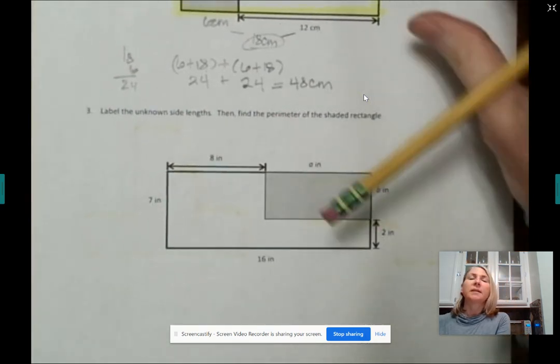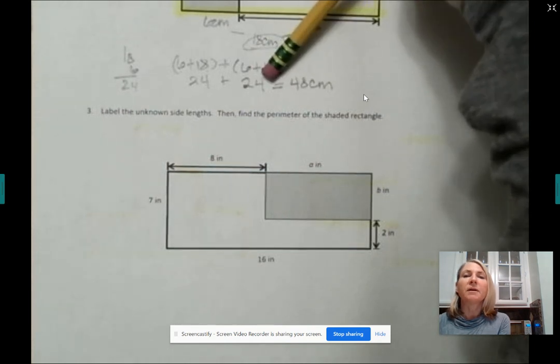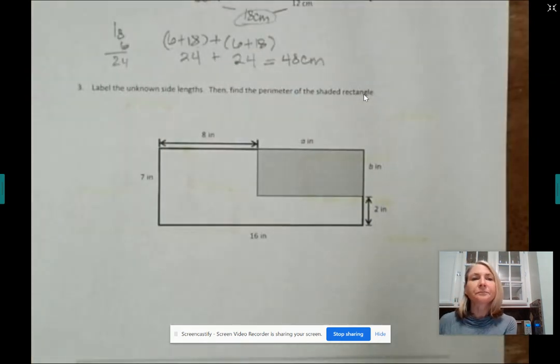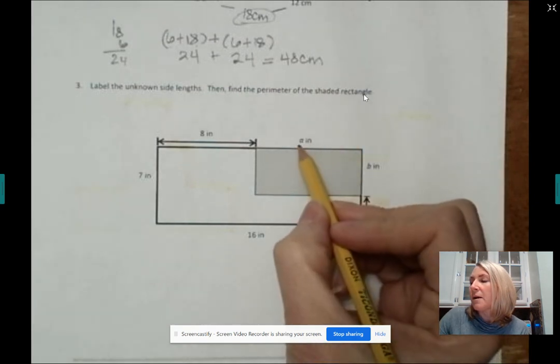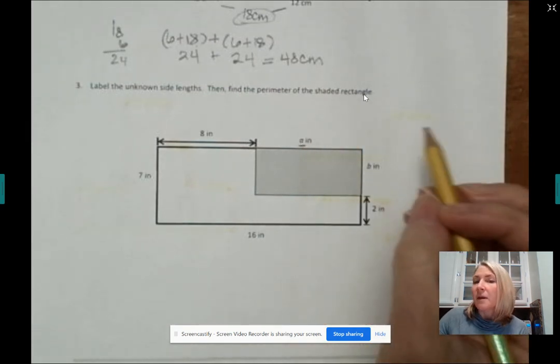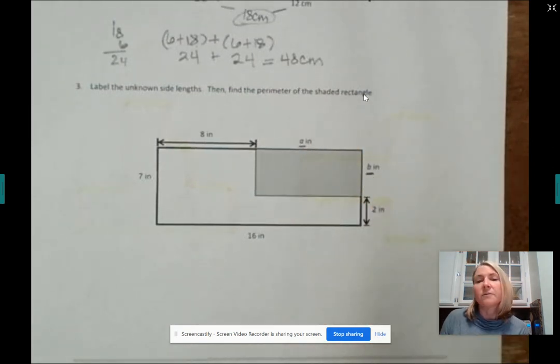Label the unknown side lengths, then find the perimeter of the shaded rectangle. Label the unknown side lengths. Okay, well, let's figure it out. Oh, look at that, they put variables in there for us. So this is our unknown here, and this is our unknown here. So let's take a look. Should we do the verticals or the horizontals first? Let's do the verticals first.